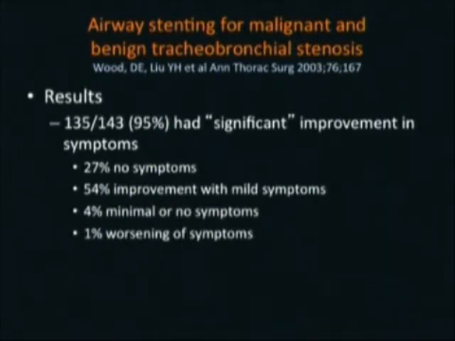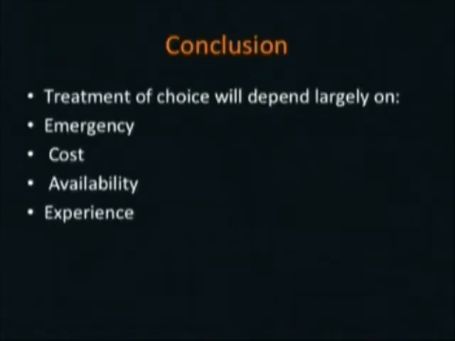This is the result of multimodality treatment with improvement of symptoms, significant improvement of mild symptoms, 4% minimal or no symptoms, and 1% worsening of symptoms. So basically what we look for in those procedures is symptomatic improvement. And basically this is another paper resuming all the studies done on patients in the ICU that were intubated and how we can take the patient off the respirator with minimal complication when you are putting a stent in them. Conclusion, treatment of choice would depend largely on the emergency, on the cost, on the availability of the technique you have in your facility, and the experience of the operator. I will stop here and take your questions.